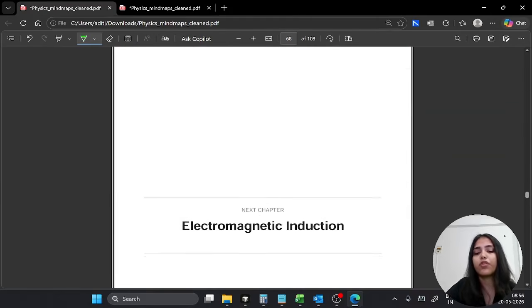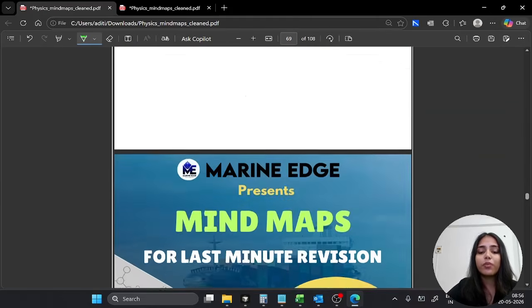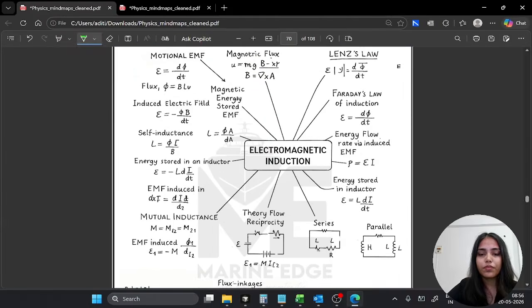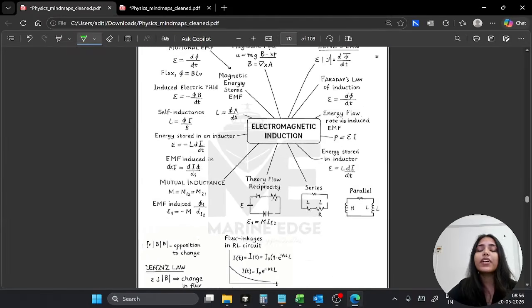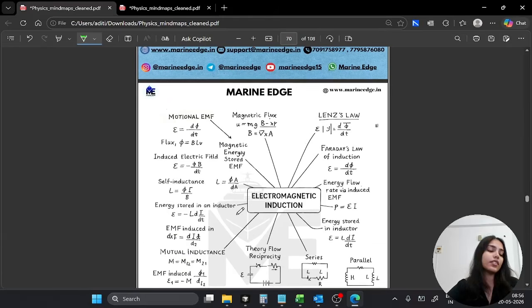Alright. Now, moving forward is electromagnetic induction. Electromagnetic induction happens because, due to the change in magnetic field, a current is induced in a circuit. When we talk about electromagnetic induction, one of the most important things is that the change in magnetic flux with respect to time produces a voltage, produces an EMF. This is the first concept.